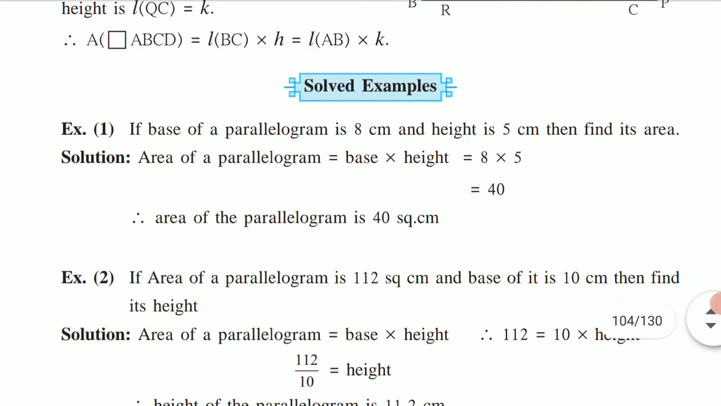Some solved examples. First, if the base of the parallelogram is 8 cm and height is 5 cm, then find its area. Area of a parallelogram is equal to base into height. 8 into 5 is equal to 40. Therefore, area of parallelogram is equal to 40 square centimeter.